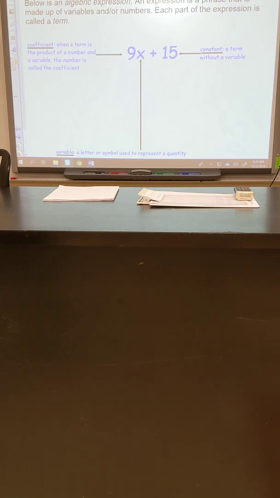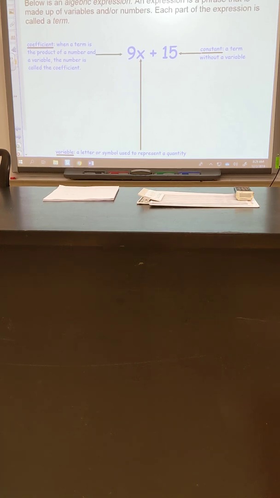A coefficient. When a term is the product of a number and a variable, the number is called the coefficient. That is just a fancy way of saying the number that's connected to the variable. So in this expression, the coefficient is 9.